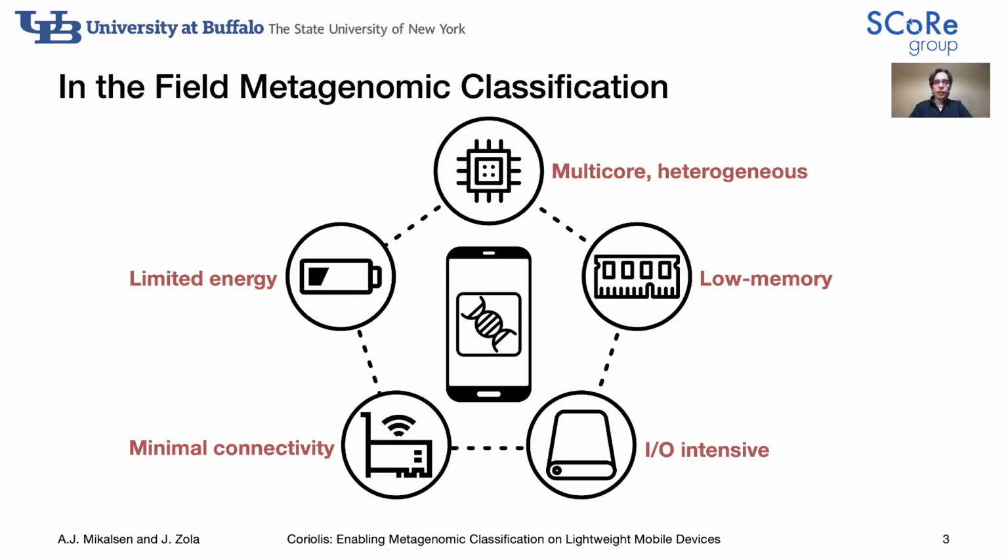But to fully realize these applications in the field, we need to perform metagenomic classification alongside portable sequencing. And this requires we deploy metagenomic classifiers on lightweight mobile devices. And this is a pretty challenging task since even though these devices are equipped with powerful CPUs and GPUs, they have several restrictions like their limited main memory, the fact that they need to run IO-intensive software, and that's all happening while they're deployed in environments that have very little or no network connectivity, and they have an additional restriction that they have a limited amount of energy that they need to effectively manage.